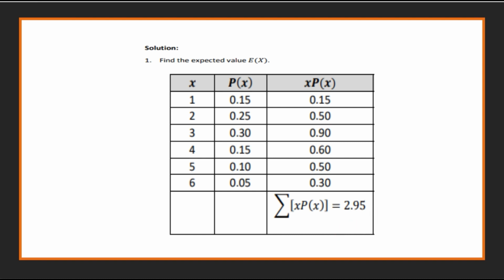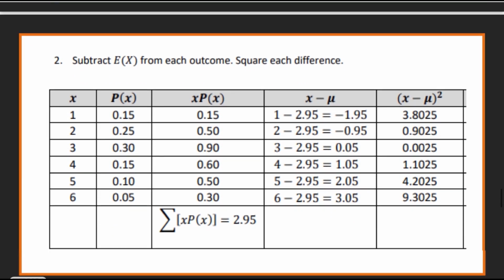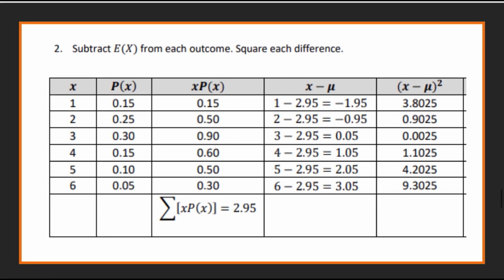Okay? Now, for the second step, let's subtract E of x, or the mean or the expected value, from each outcome, and then let's square each difference. So let's continue adding a fourth column. We have the x minus mu. X here are 1, 2, 3, 4, 5, 6. Subtract it from your expected value. So that is 1 minus the expected value, which is now equal to negative 1.95.